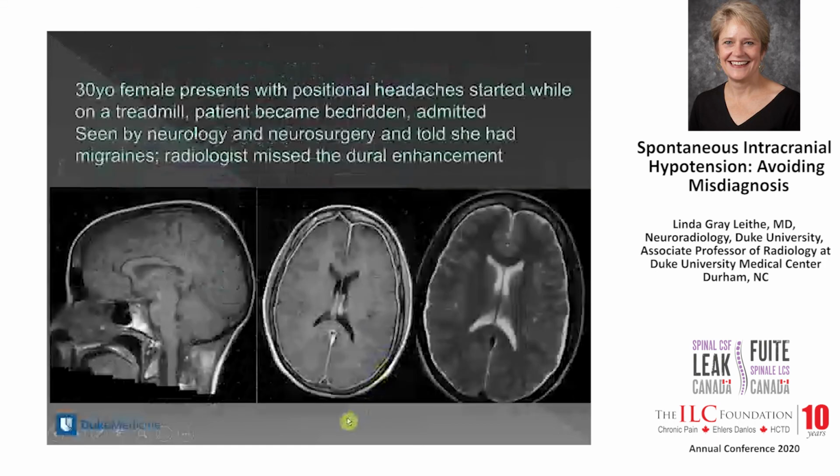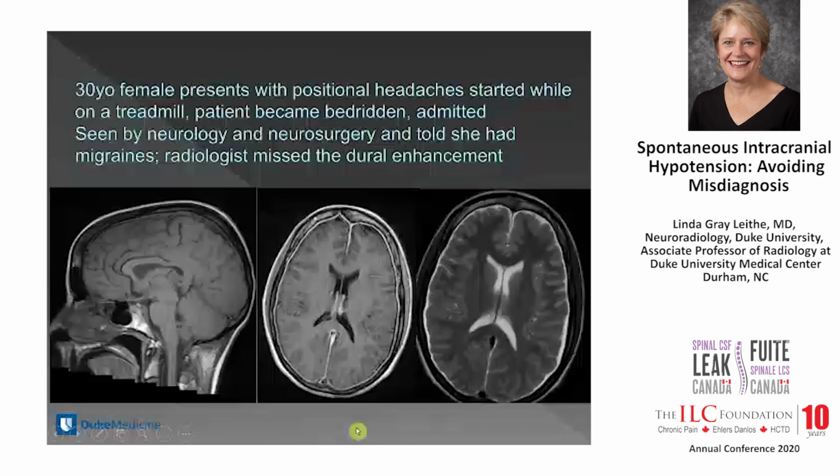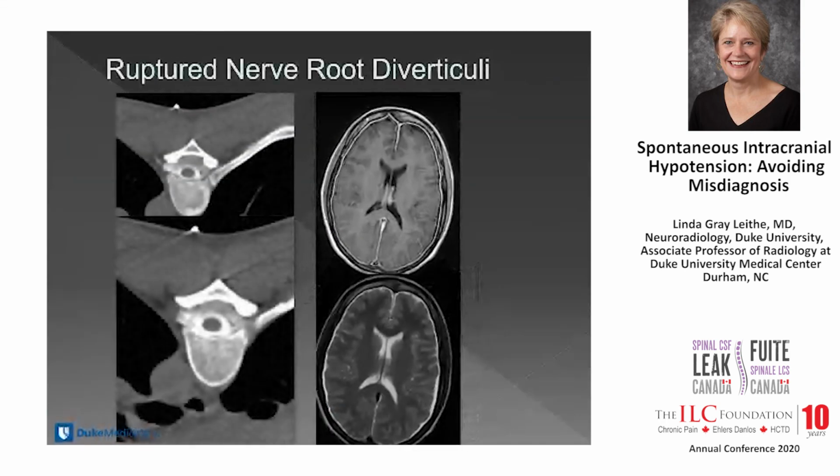Now, this 30-year-old patient was in Chicago, and she developed all of a sudden positional headaches when she was jogging on a treadmill. She became bedridden. Her family practice doctor admitted her to the hospital where she was seen by both neurology and neurosurgery and was told that she now had migraine headaches and she was just going to have to get used to it. The radiologist unfortunately missed the dural enhancement and the subdural effusions, so she got sent to us, and the etiology of her imaging findings was due to a ruptured nerve root diverticulum.